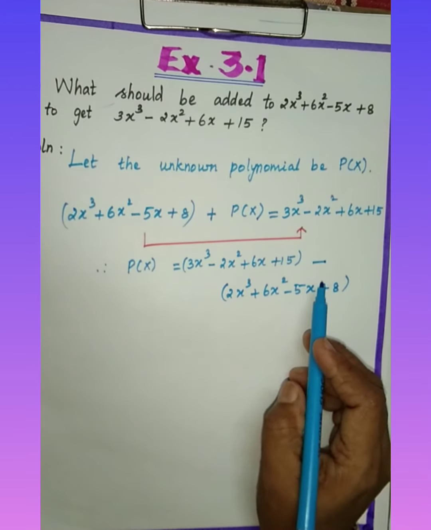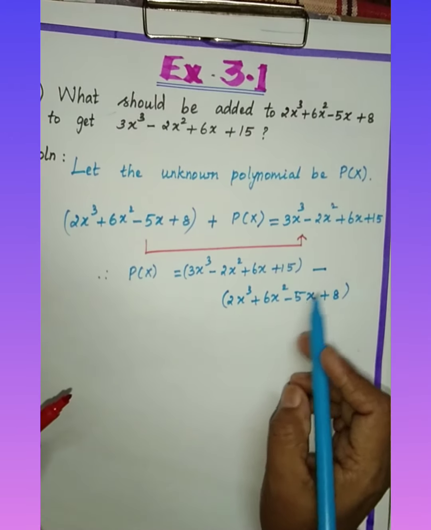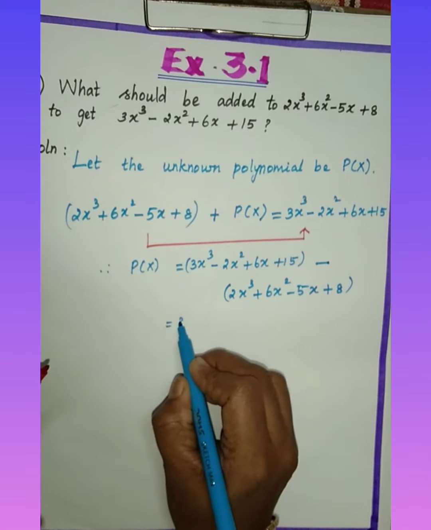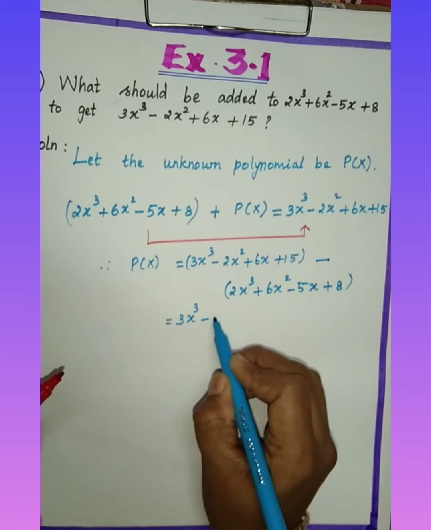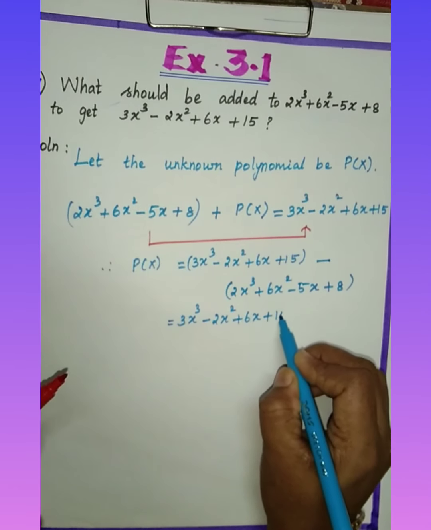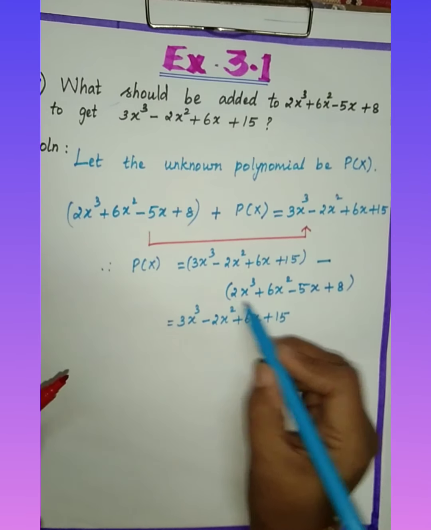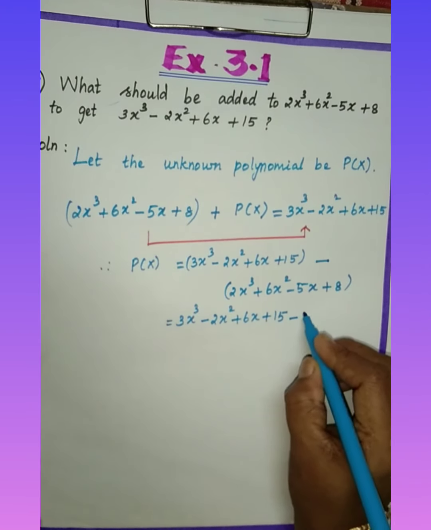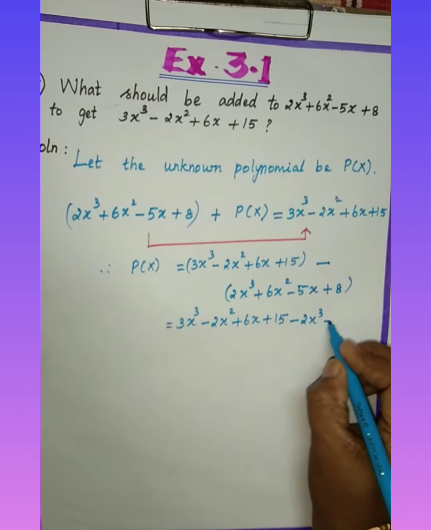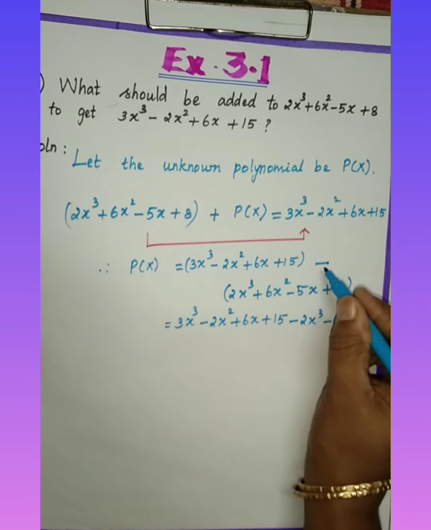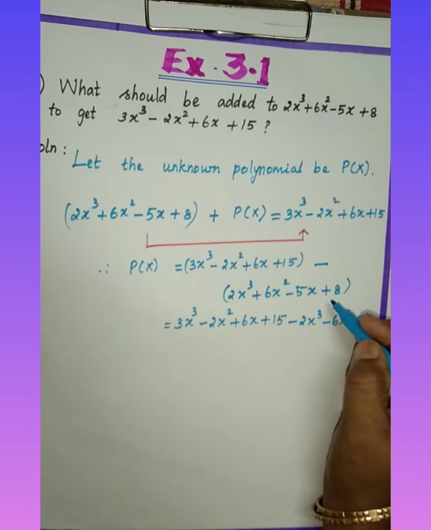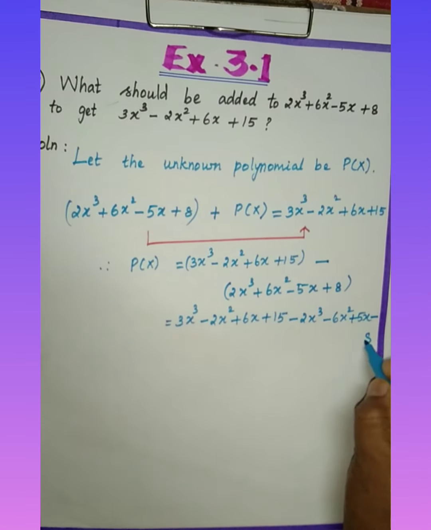Then we open the bracket by multiplying each term inside the bracket with this minus sign, that is 3x power 3 minus 2x square plus 6x plus 15, minus into plus is minus 2x power 3, and minus into plus 6x square is minus 6x square, minus into minus 5x is plus 5x, and minus into plus 8 is minus 8.